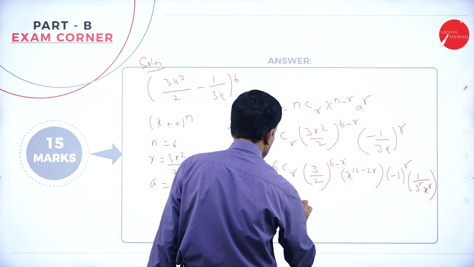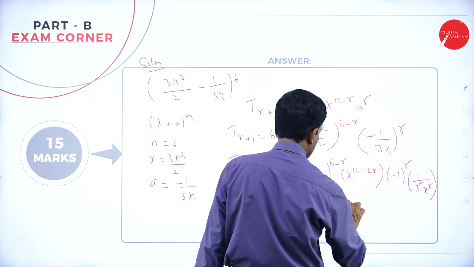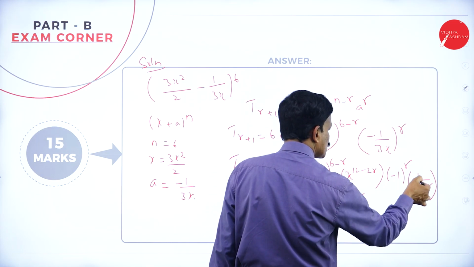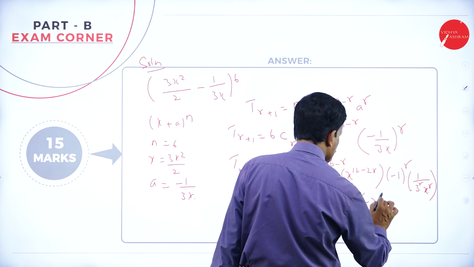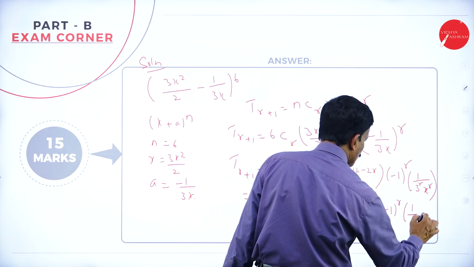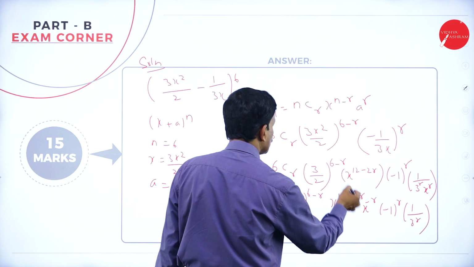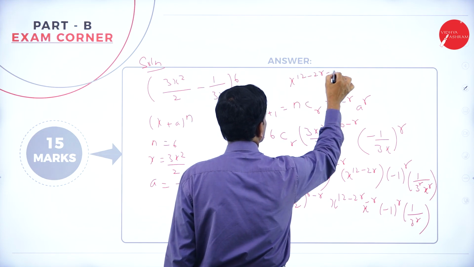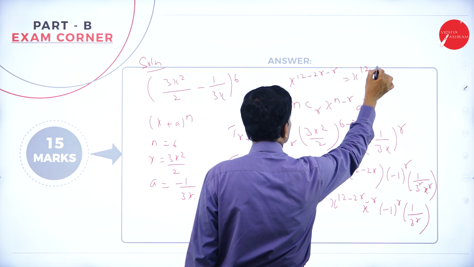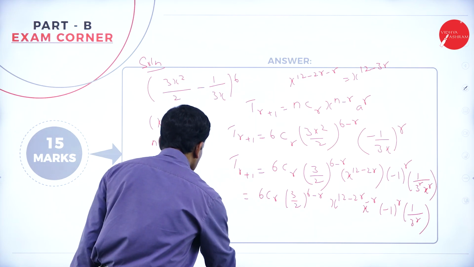6C_r (3/2)^(6-r) x^(12-2r), and take this to the numerator. This becomes x^(-r) and (-1)^r into (1/3)^r. So this becomes x^(12-2r-r), that is nothing but x^(12-3r). Equate this to 0 for the independent term.